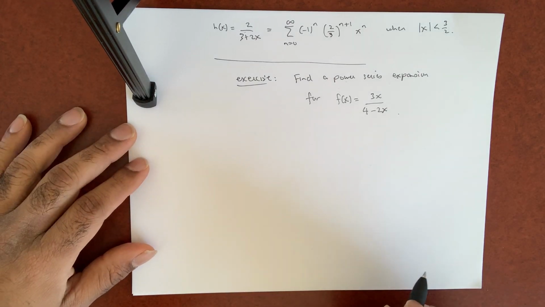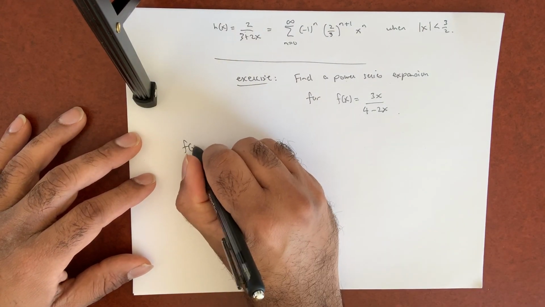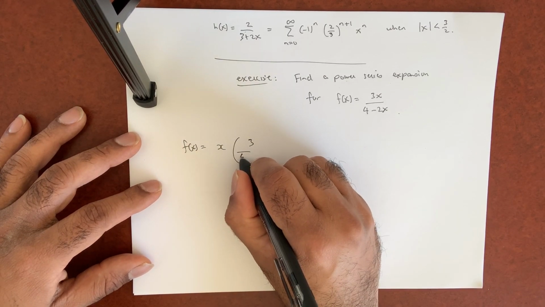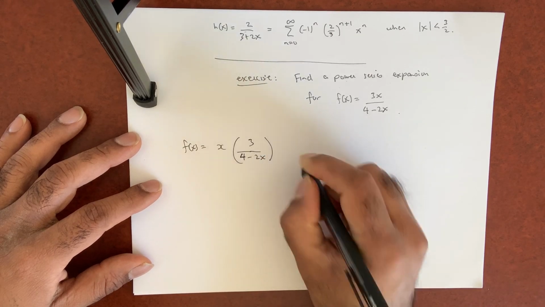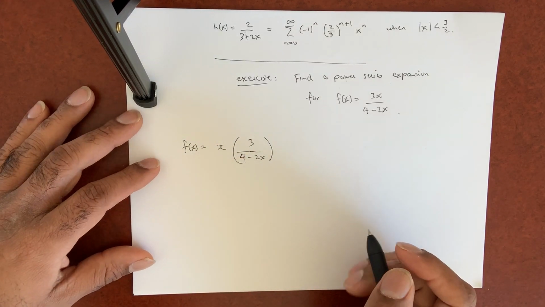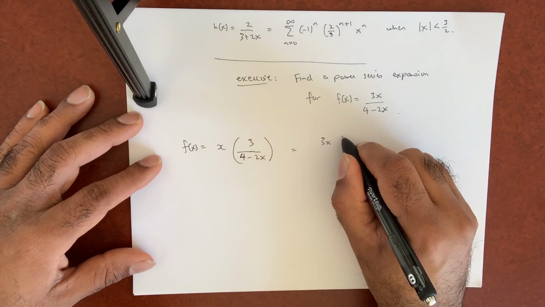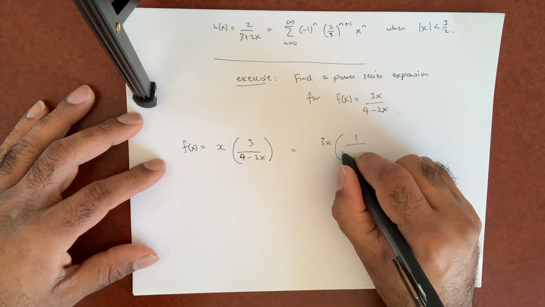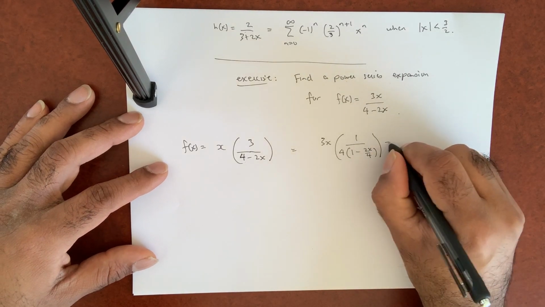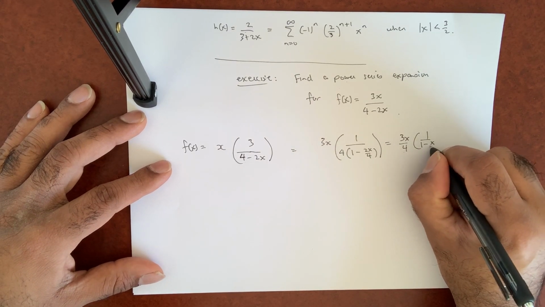Okay, so we're gonna do the exercise that we ended the last video with. So notice that f of x is x times 3 over 4 minus 2x. So what we can do is simply find the power series expansion for this and then multiply it by x. So this is, well, let's just factor out the 3 as well. This is 3x times 1 over, and then there's, factor out the 4, we get 1 minus 2x over 4. This is 3x over 4 times 1 over 1 minus x over 2.